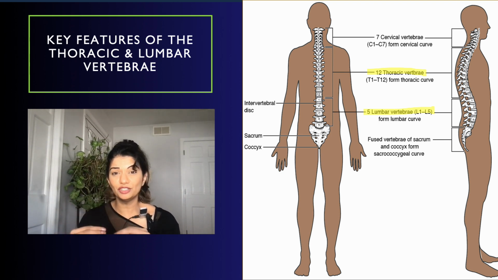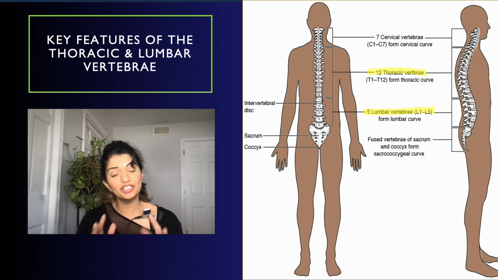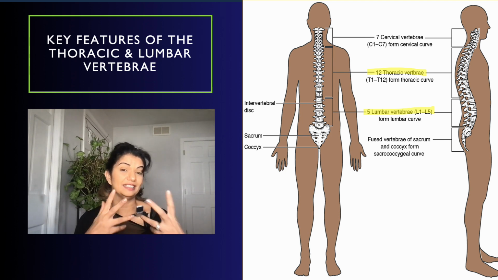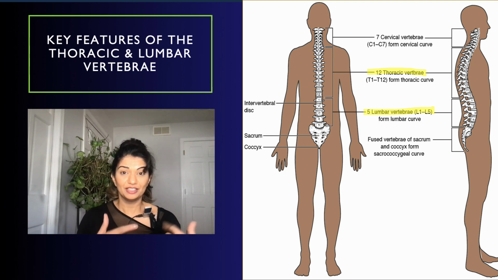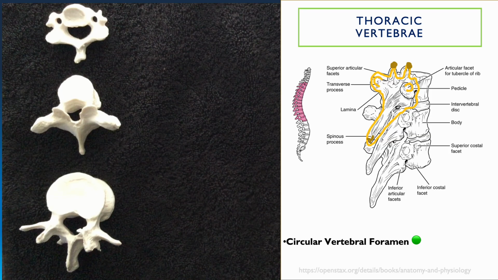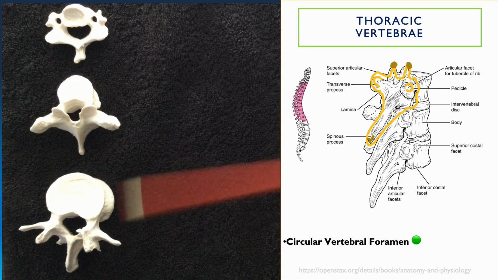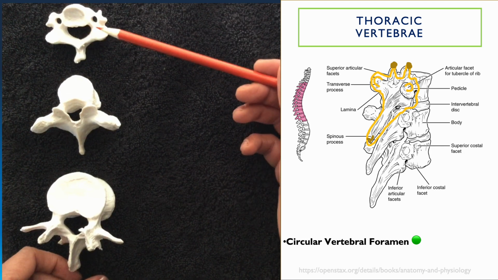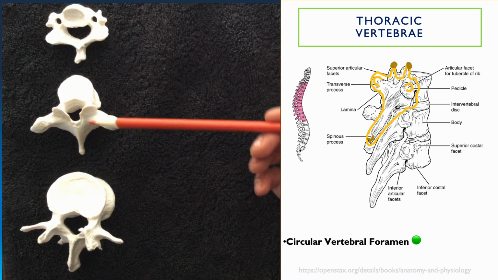So I wanted to show you some of the key characteristics of both these vertebrae, but I also want you to pay attention to how varied and different they look compared to each other. So let's take a peek. These are the three types of vertebrae found in the body. The first one is your cervical, then thoracic and lumbar.